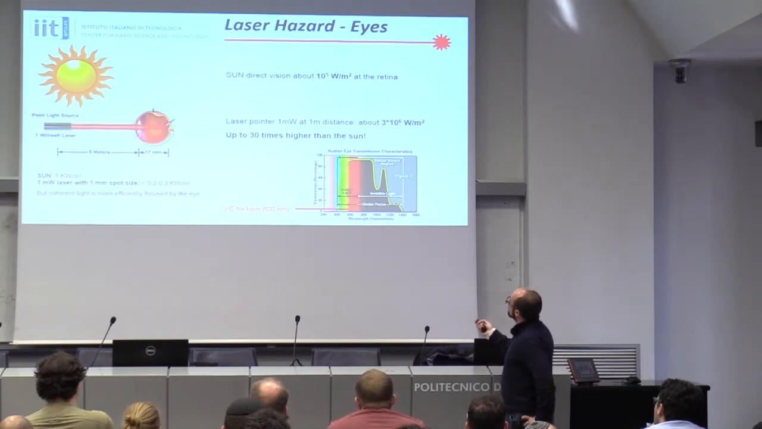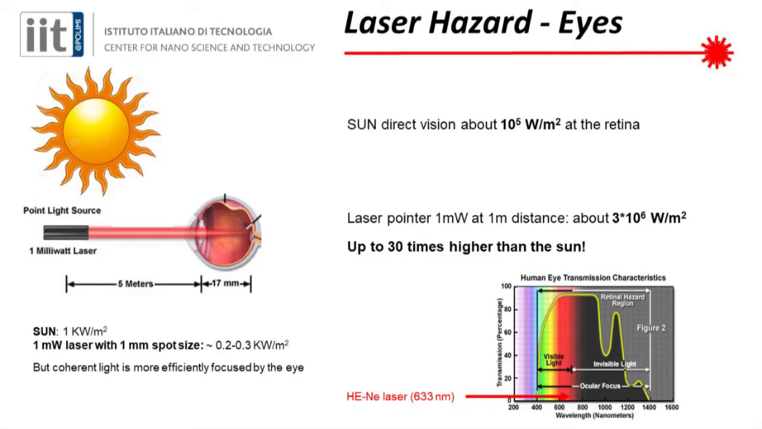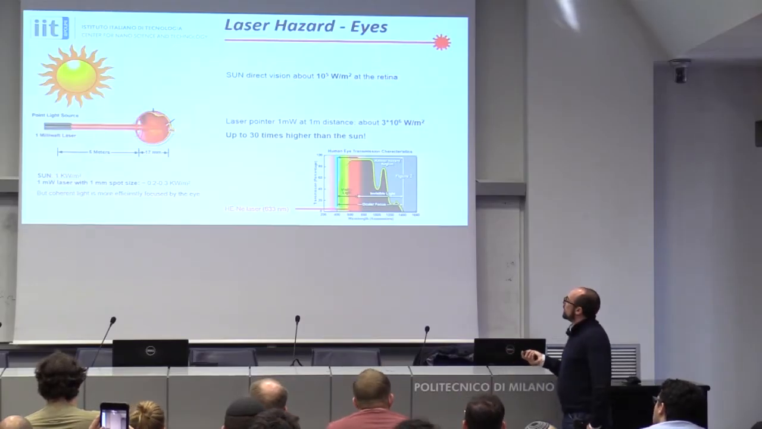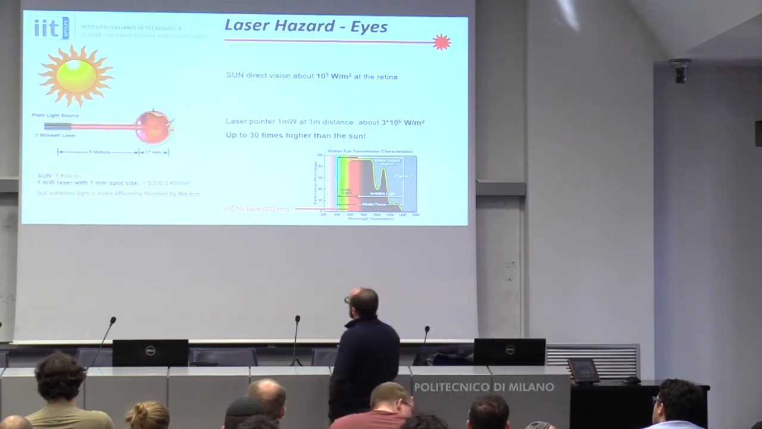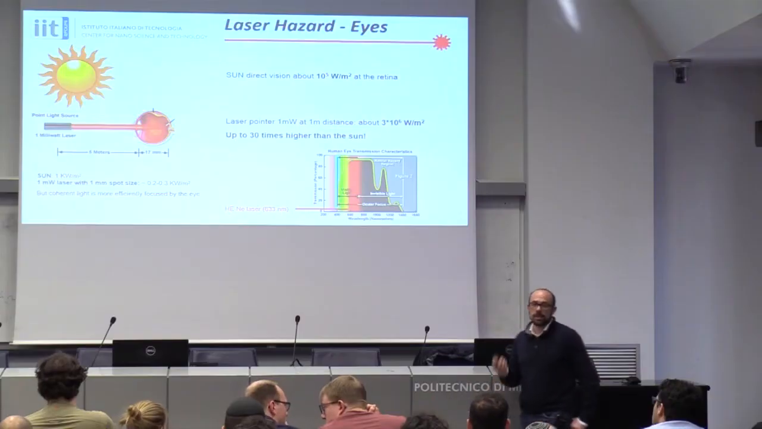This is the radiant exposure given by direct exposure to the sunlight on the retina. It's 10 to the 5 watts per square meter. If you take a really tiny laser pointer, 1 milliwatt helium neon at 633 nanometers, it is going to give you this number. So it's about 30 times higher than the sun. And it's a very, very tiny laser.